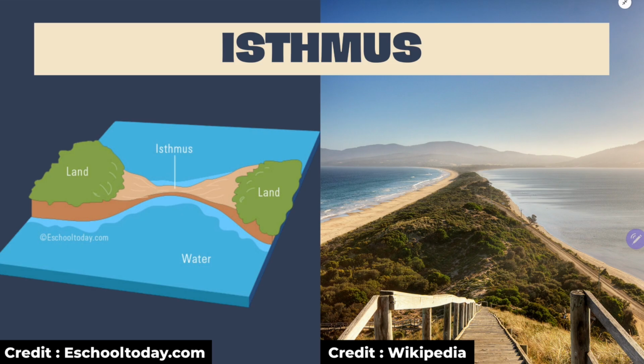Now let's see the concept of isthmus. An isthmus is a narrow strip of land that connects two larger land masses and separates two bodies of water. You can think of it as a natural land bridge across water.